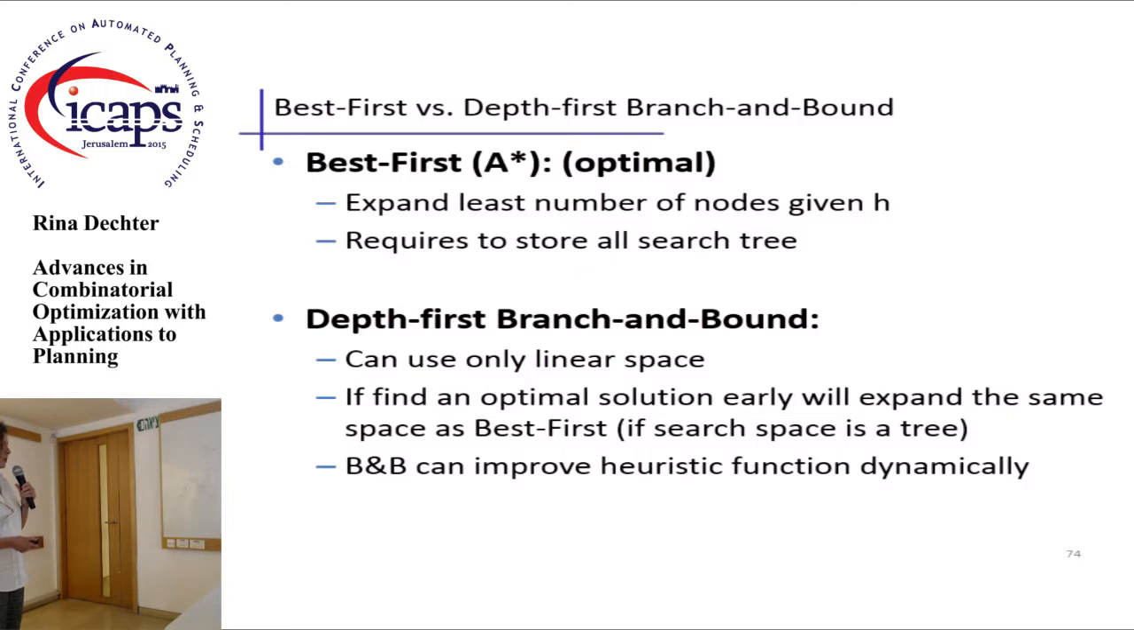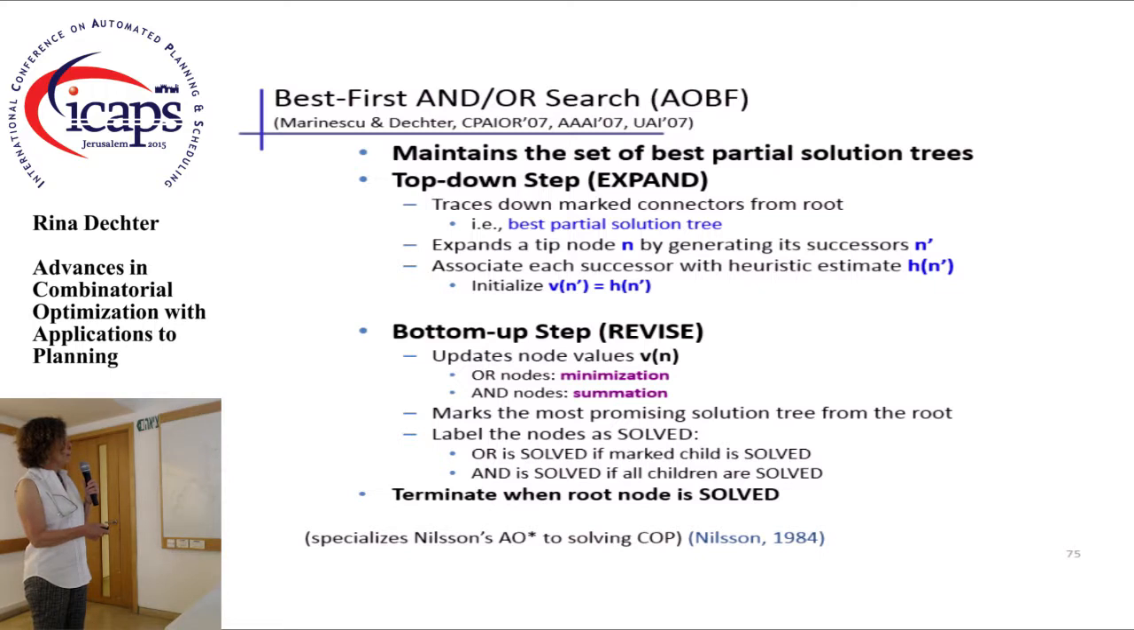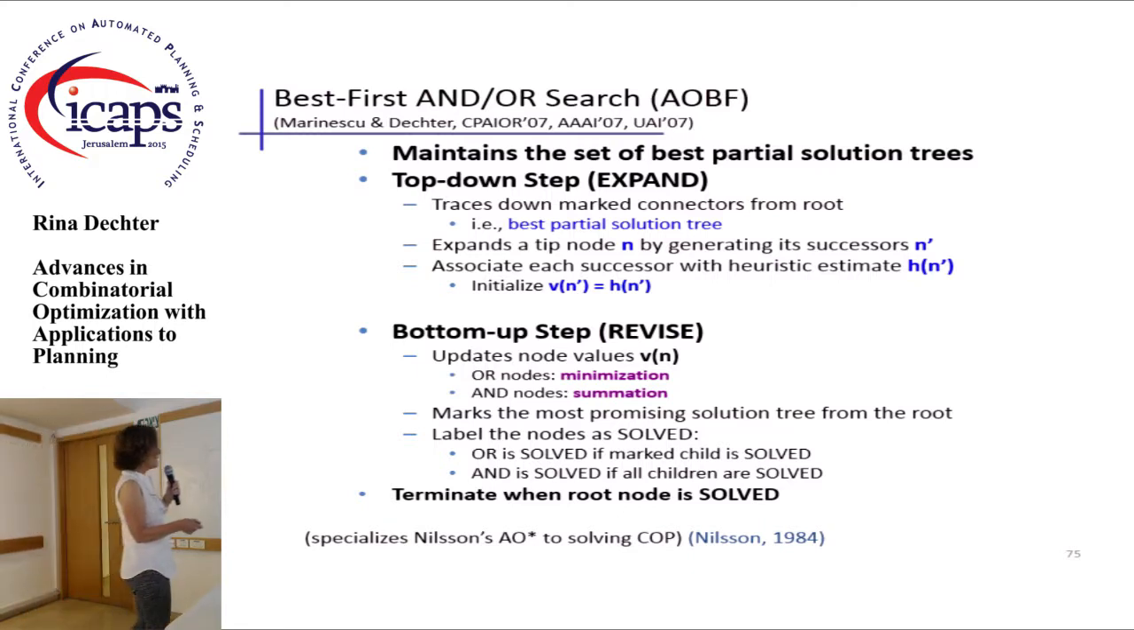Here I am just repeating the properties that I already mentioned, comparing best first to depth first search. If we do best first for AND/OR search, we have to maintain a set of best partial solution trees. We do the top-down step of expanding. We trace down marked connectors from the root, so that we have the marked connectors that lead us to the best partial solution tree now. This was done earlier. Then we expand tip node n by generating all its successors. We associate each successor with a heuristic evaluation function. The value below this node is initialized to the heuristic evaluation function, and later on, when we evaluate below it, it will be updated to get more accurate information.